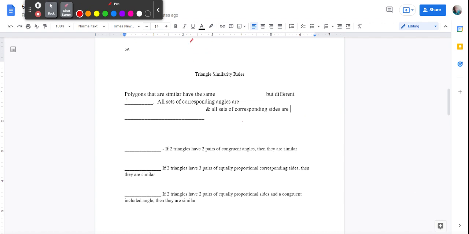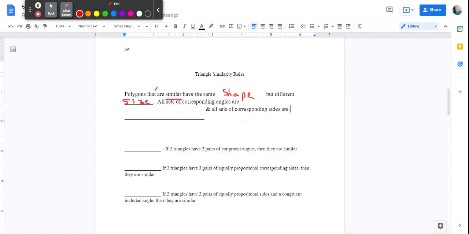Okay. So polygons that are similar. What does similar mean? Well, similar is not the same thing as congruent. Remember, congruent had congruent corresponding sides and congruent corresponding angles. Similar is not the case. So polygons that are similar have the same shape but different size. Two things are similar: they have the same shape but different size.